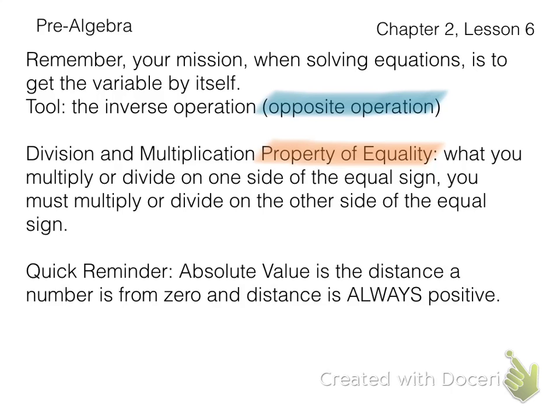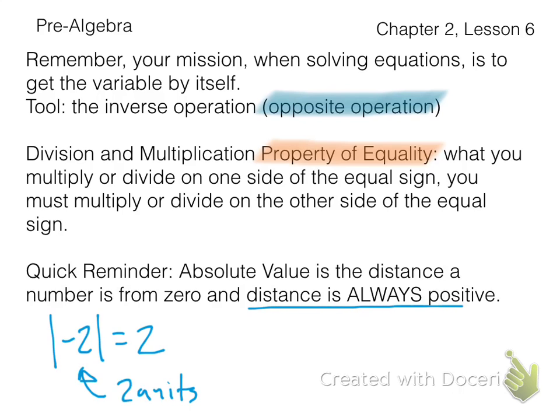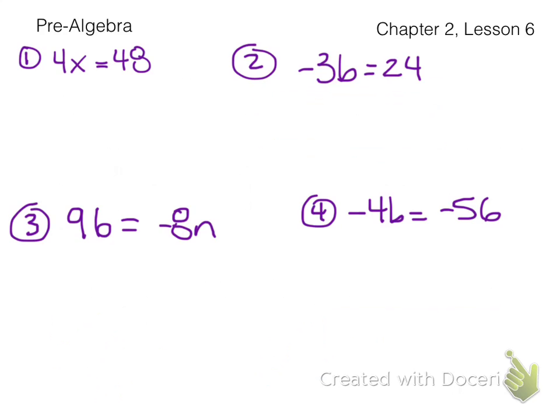Alright? You might have some absolute value. Just remember that the absolute value of a negative number is going to be positive, because how far is negative 2 from 0? Well, it is 2 units. And remember that distance is always positive, okay? And you can always have the opposite of the absolute value, where the absolute value of 3 is 3, but the opposite of 3 is negative 3, okay? Just a quick reminder.